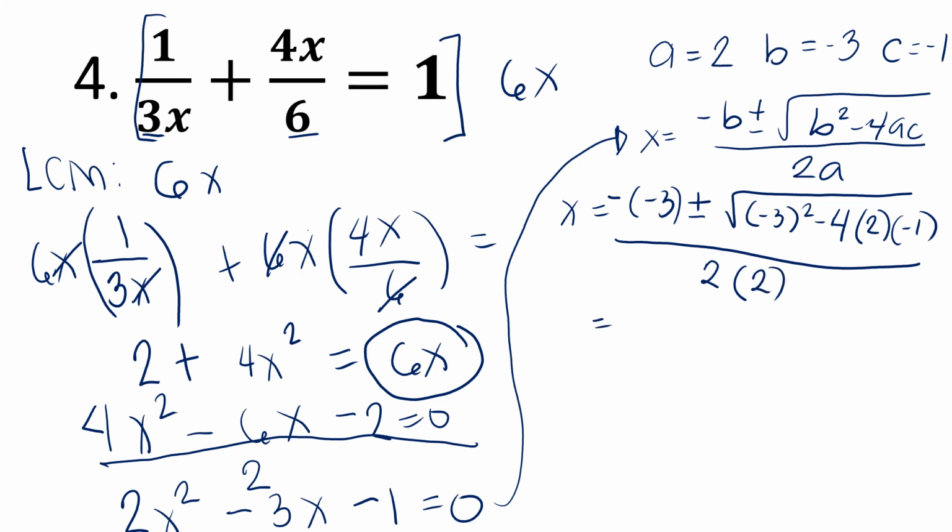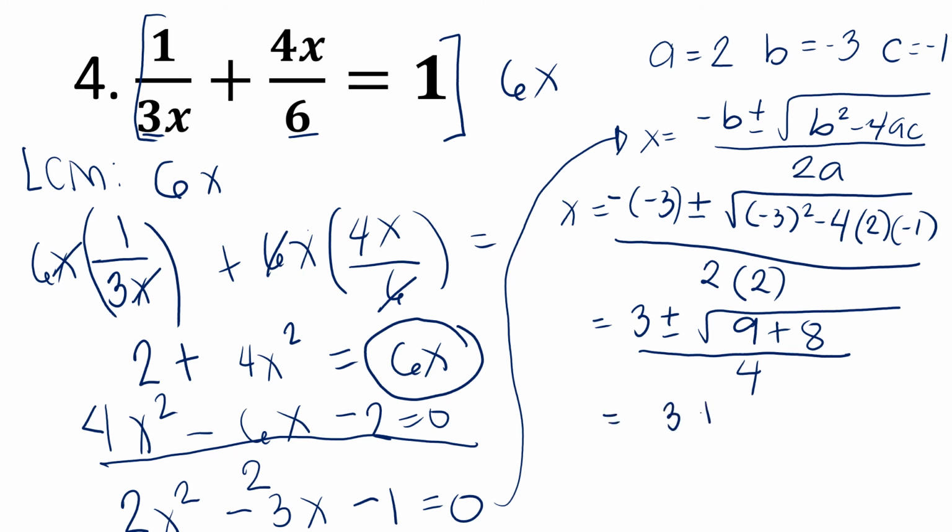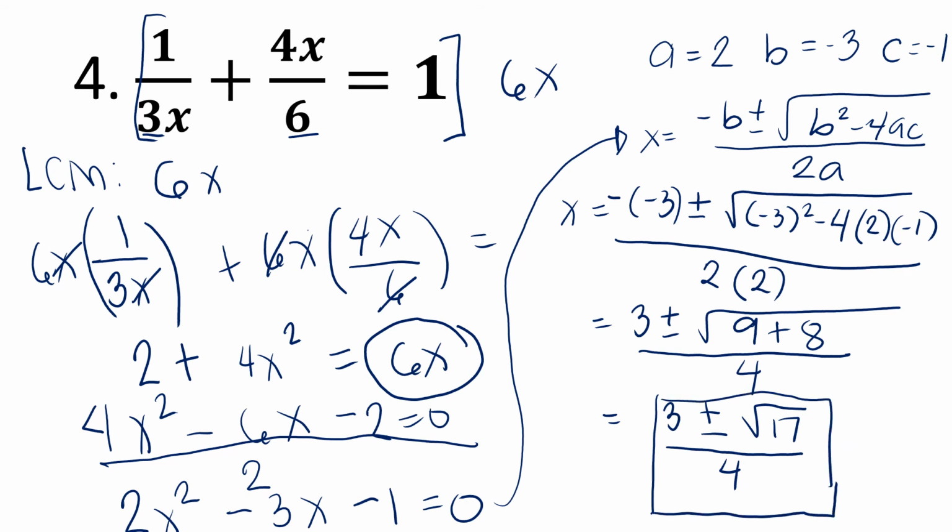Negative times negative, that's positive 3. 3 times 3 is 9. 4 times 2 is 8, so negative 4 times 2 is negative 8, times negative 1, that's positive 8. All over 2 times 2, that is 4, equals 3 plus and minus the square root of 9 plus 8, which is 17, all over 4. So the roots for this equation are irrational roots, 3 plus and minus square root of 17 all over 4.